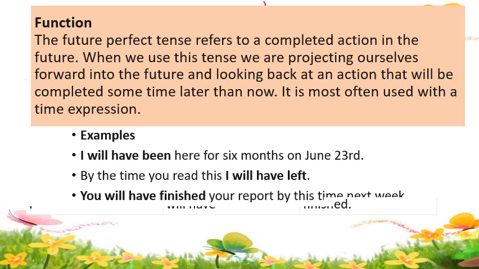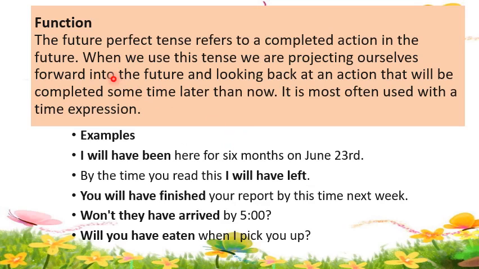What is the function of future perfect tense? The future perfect tense refers to a completed action in the future. When we use this tense, we are projecting ourselves forward into the future and looking back at an action that will be completed sometime later than now. It is most often used with a time expression. You can see examples here.